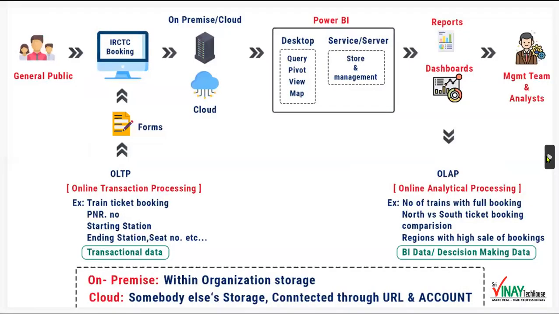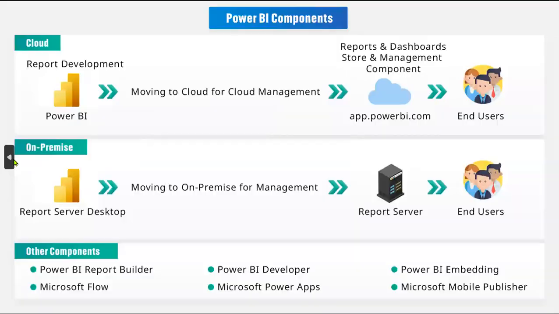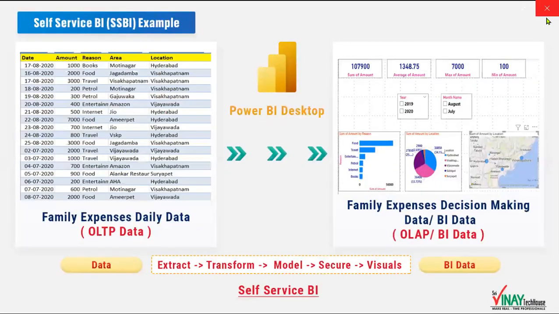The example is this. This is my family expenses, my family expenses daily data. You can call it transactional data. Everyday spending is available, and this is lockdown time data. Every day, how much money I spent, for which reason I spent, in which area I spent, in which location I traveled. Clearly available daily transactions.